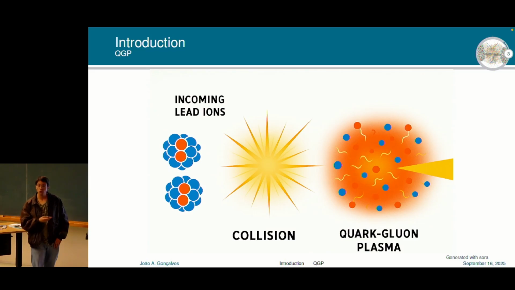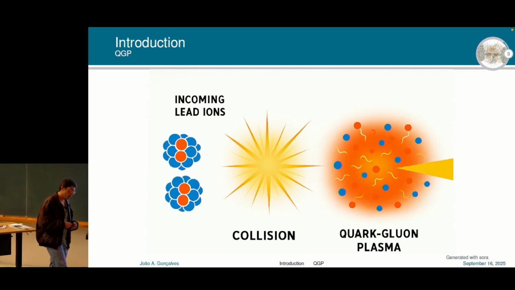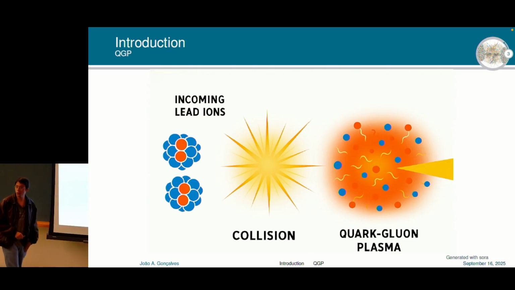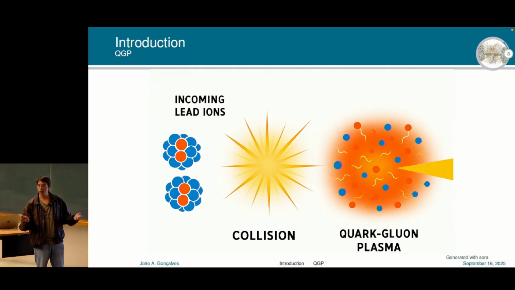There are several probes to study this medium in particular, and one of the most interesting for me is jets. These jets are very interesting probes of the quark-gluon plasma for a couple of reasons. One of them is that they are under very good theoretical and experimental control in the proton-proton case, so we have a very decent baseline to compare against.